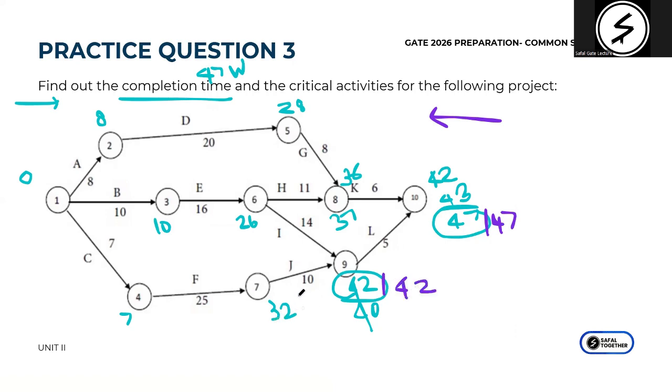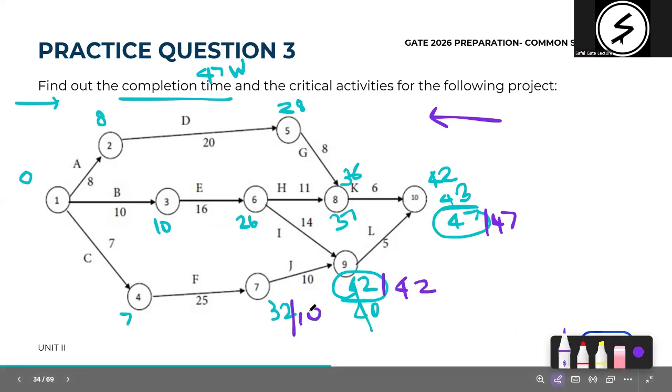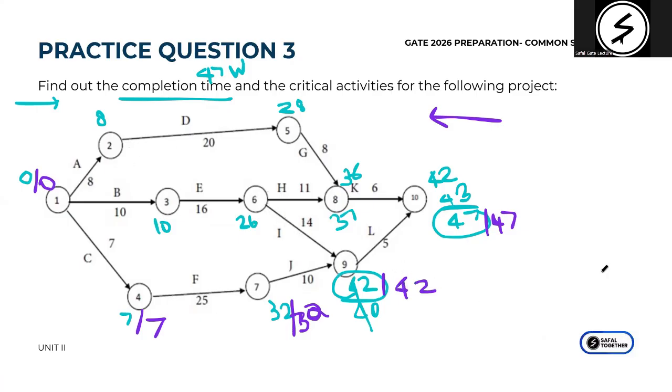42 minus 10 is 32. 32 minus 25 is 7. And 7 minus 7 is 0. Okay, I'm just going to go with the same parts again. So 42 minus 14 is 28. Okay, so 28.